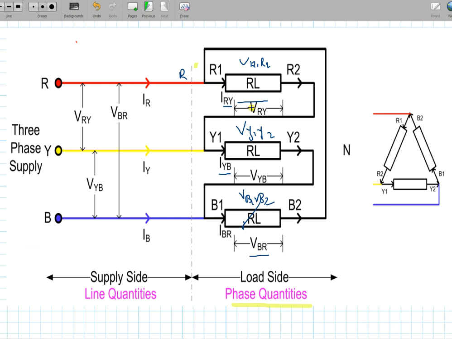So these are the phase quantities. VRY, VYB, VBR are the phase voltages. IRY, IYB and IBR are the phase currents. Coming to the supply side, it will not change, it remains the same as it is star connected. VRY, VYB, VBR are the line to line voltages, and the current in each line is IR, IY, IB.